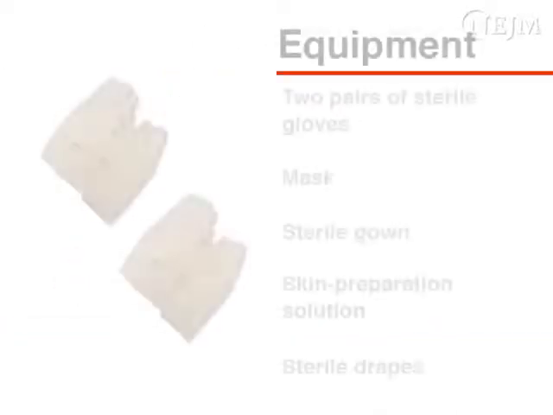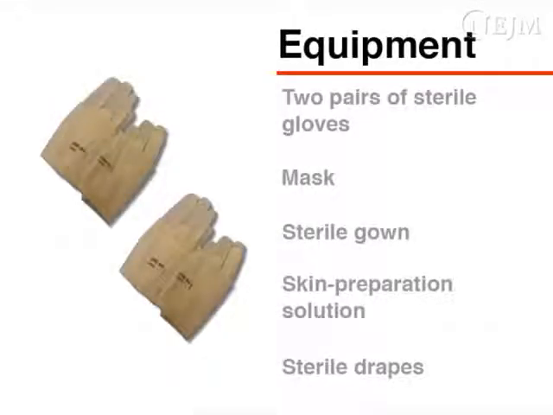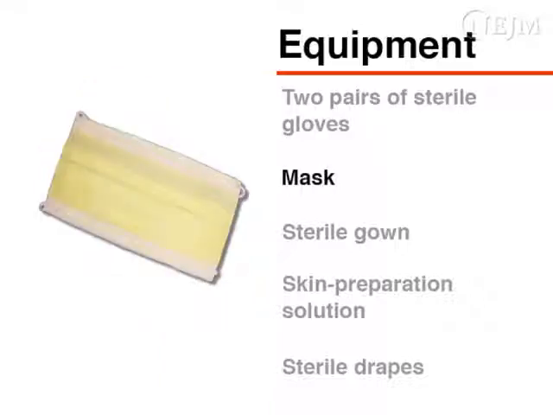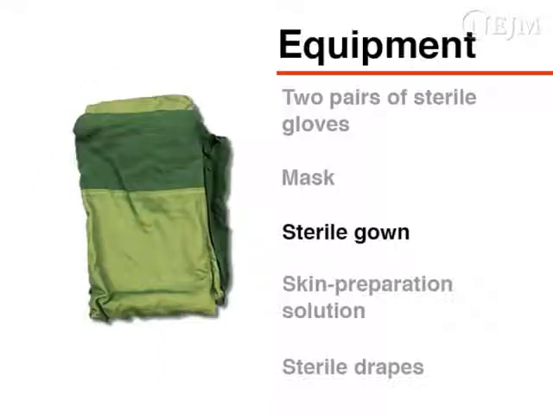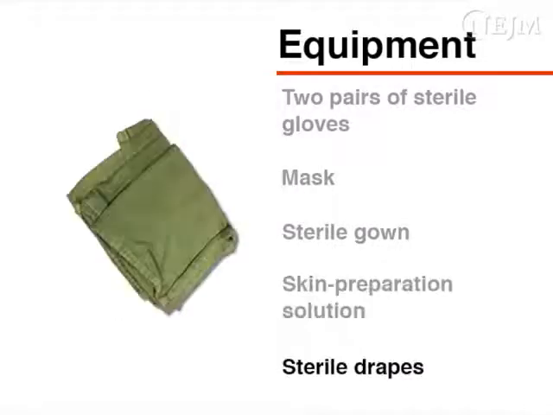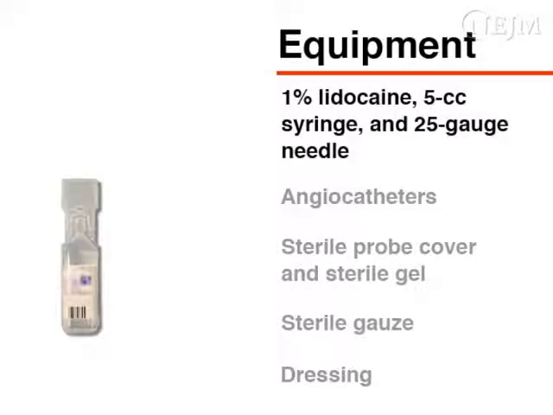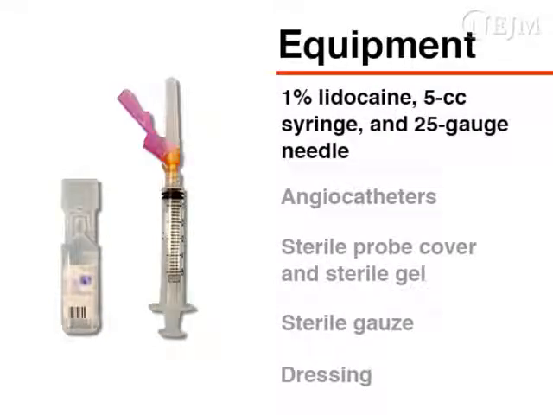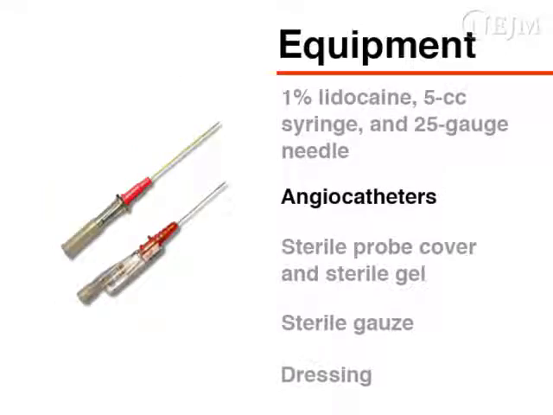After obtaining the patient's consent for the procedure, gather the necessary equipment. You will need 2 pairs of sterile gloves, a mask, a sterile gown, a skin preparation solution such as chlorhexidine, sterile drapes, 1% lidocaine without epinephrine, a 5 cc syringe and a 25 gauge needle for delivery of the local anesthetic, and angiocatheters.